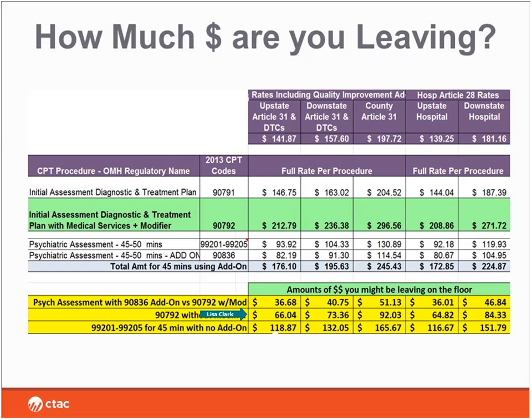Here is the 90792 if you're not adding the modifier, which again, 52% of people aren't adding the modifier. Here's how much money you're leaving. If your docs are just billing those new patient codes and they could potentially be using the 90792 with a modifier, here's how much more money for each of those services you could be making for your clinic.